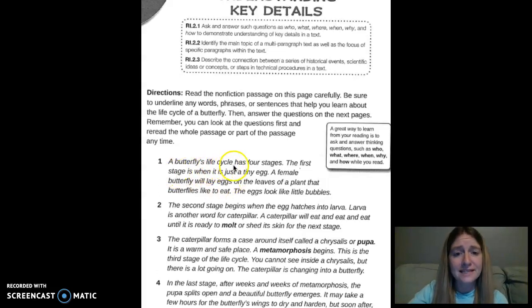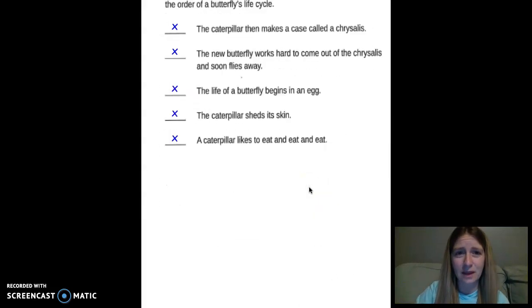A butterfly's life cycle has 4 stages. The first stage is when it's just a tiny egg. A female butterfly will lay eggs on the leaves of a plant that butterflies like to eat. The eggs look like little bubbles. So I could stop there and go to that last page where I have to put it in order and see if any of those match what we just read.